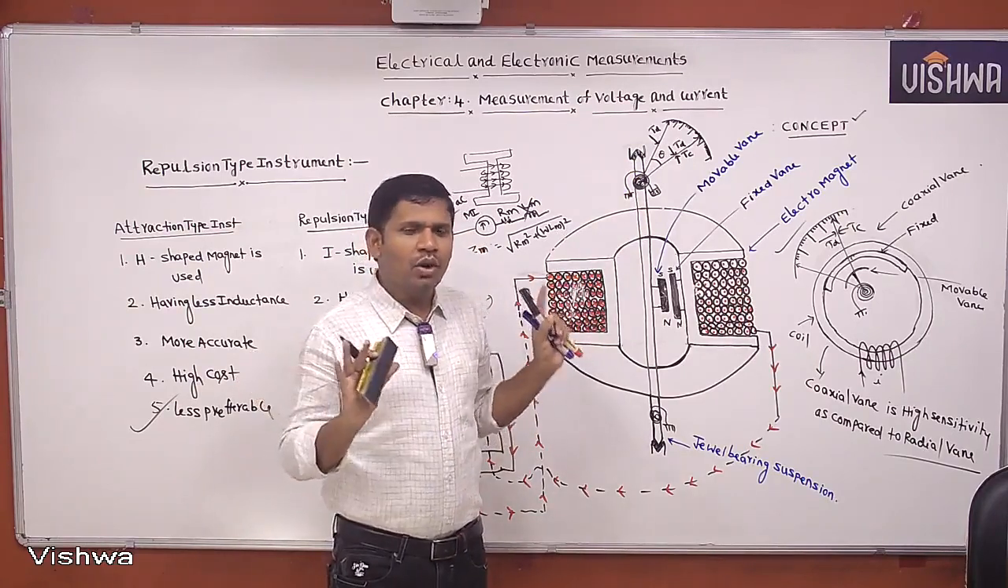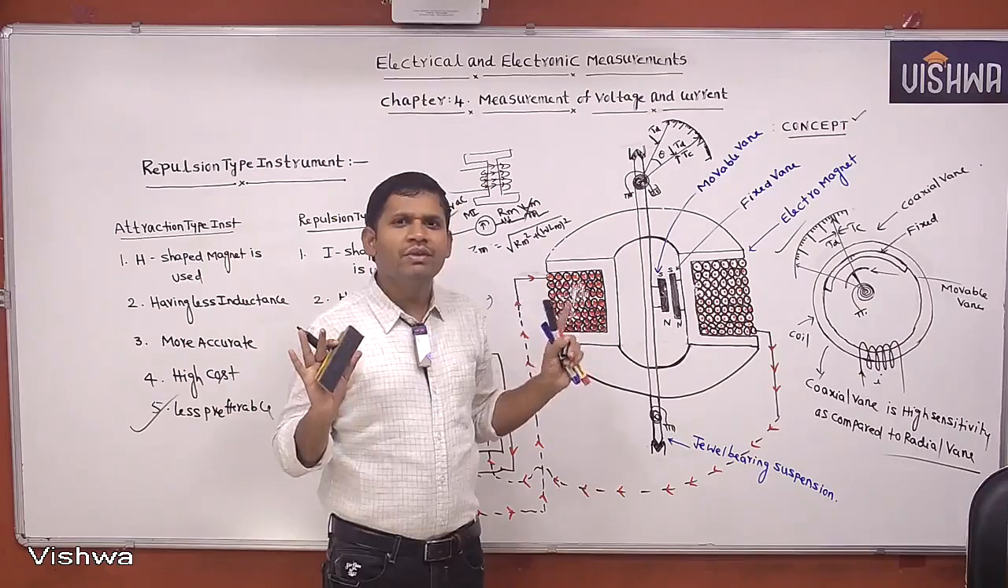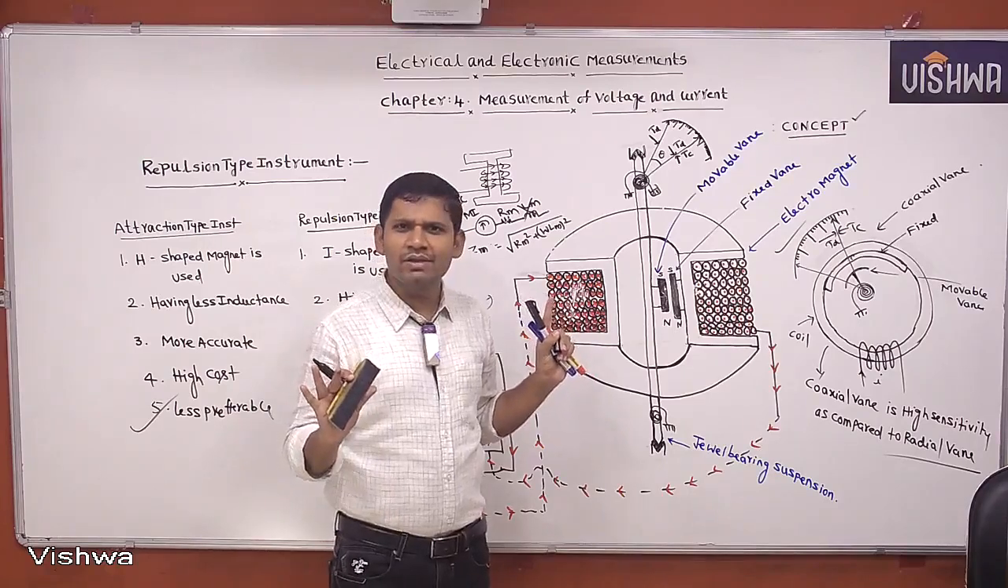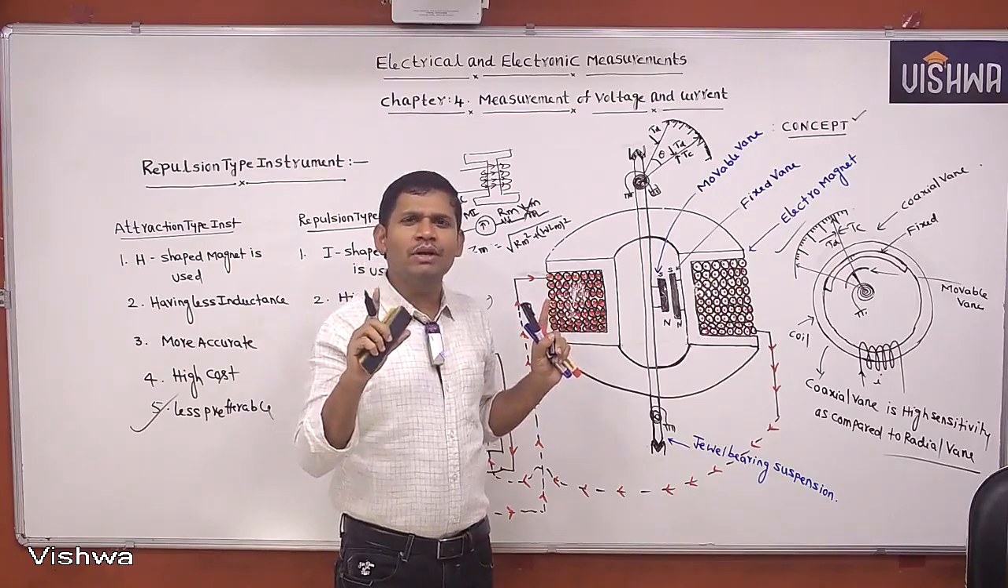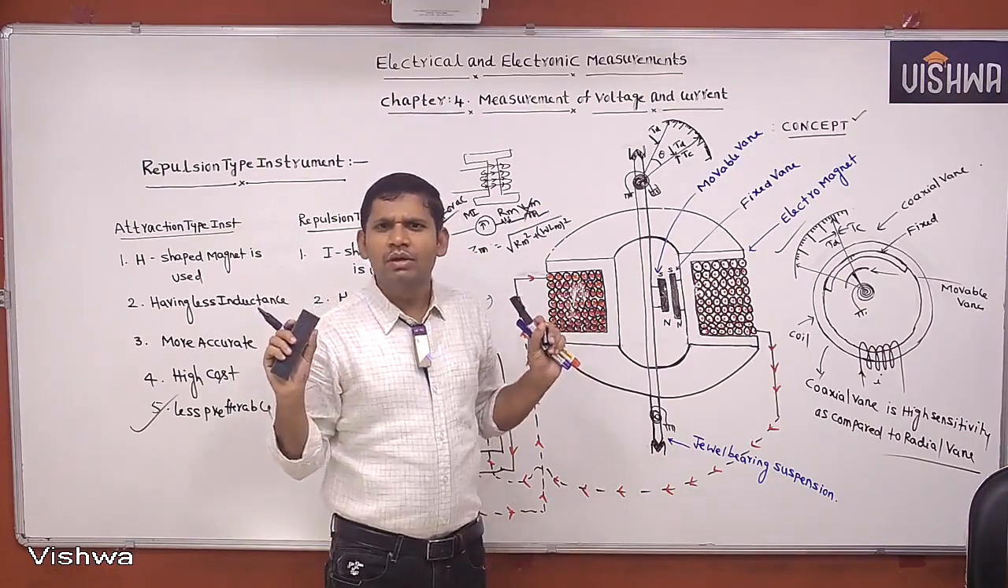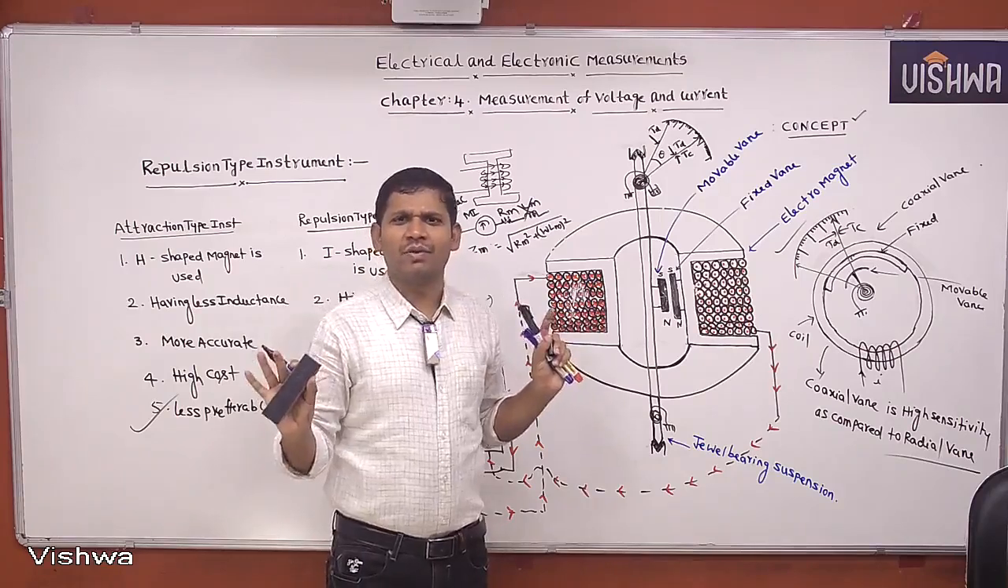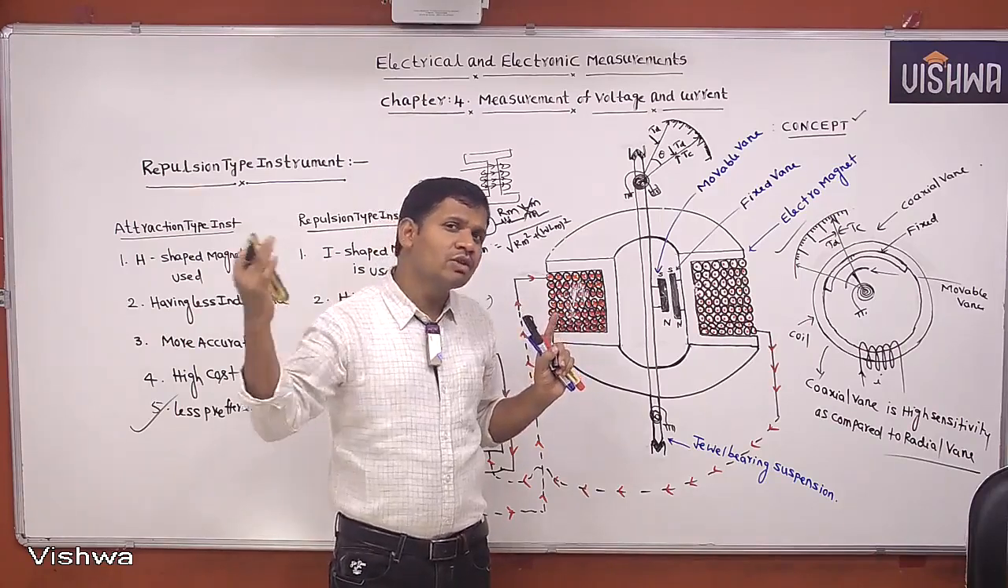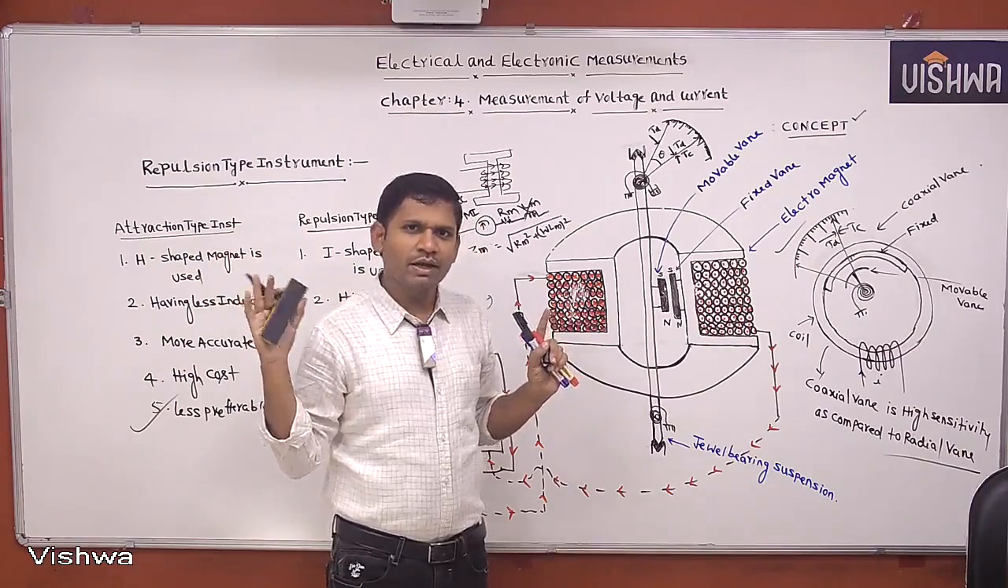Clear? Up to now I explained only the theory points with respect to moving iron instruments. But one statement is important. It may be attraction or repulsion; whatever the input applied, what value is measured? RMS value. Based on that statement also we can solve some questions in the classroom workbook. Clear? Concentrate.